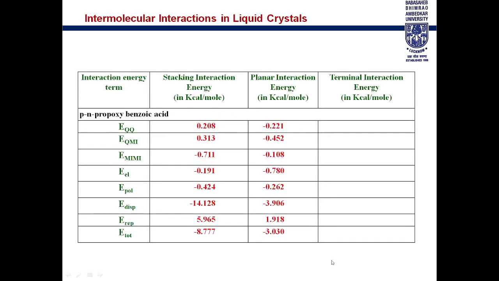Another example is p-n-propoxybenzoic acid. Here we can again see the major energy comes from the dispersion, and the repulsion has also its own contribution, which is reflected in the total energy.